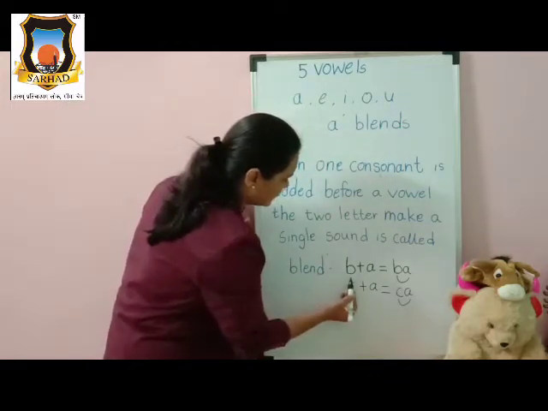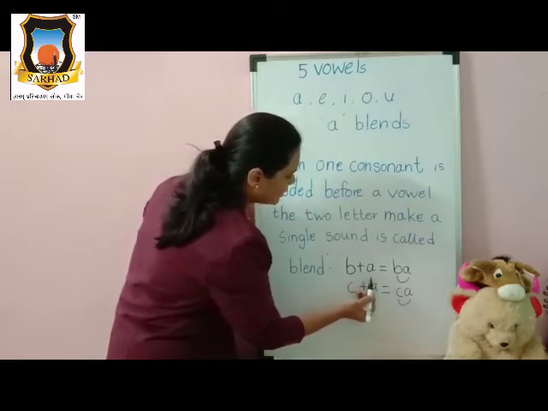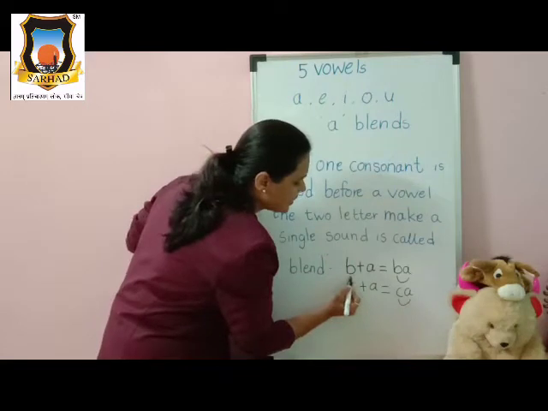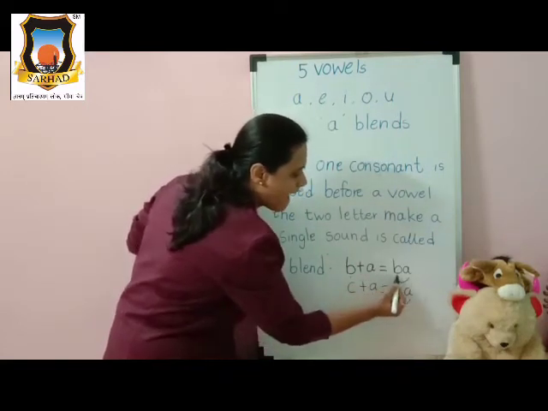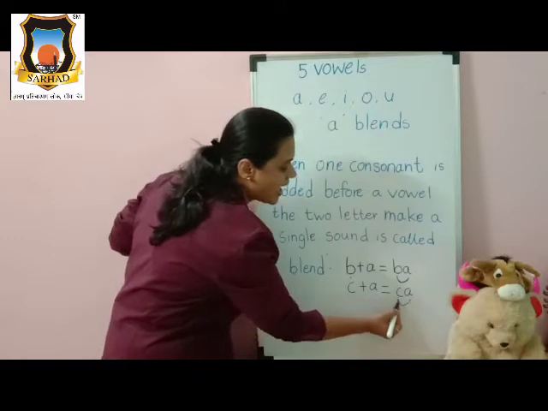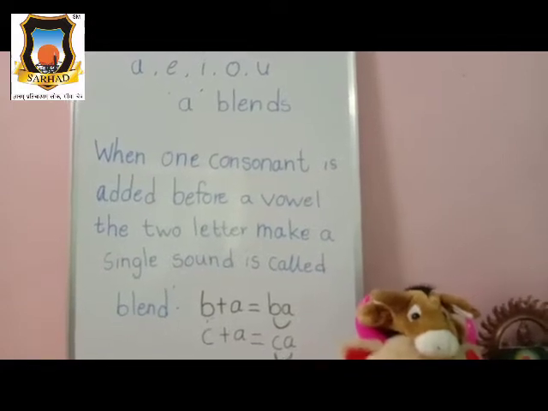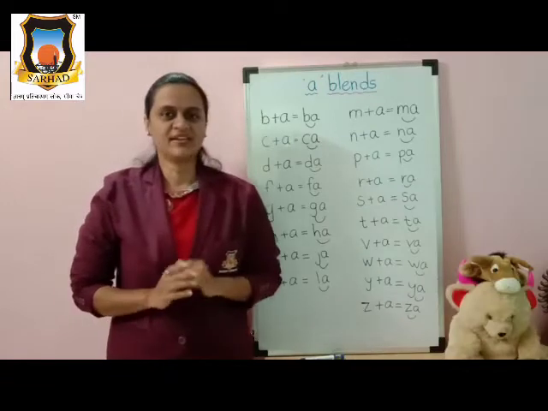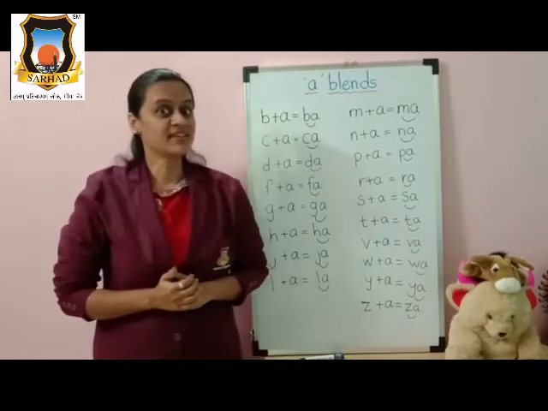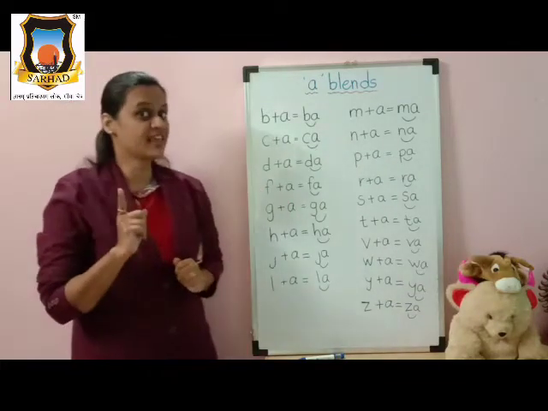When one consonant is added before a vowel, two letters make one single sound. This letter sound B, A, Ba. K, A, Ka. Okay. We will revise A vowel 2 letter blends. First, children, you listen carefully and then repeat after me. Shall we start? First, listen carefully.